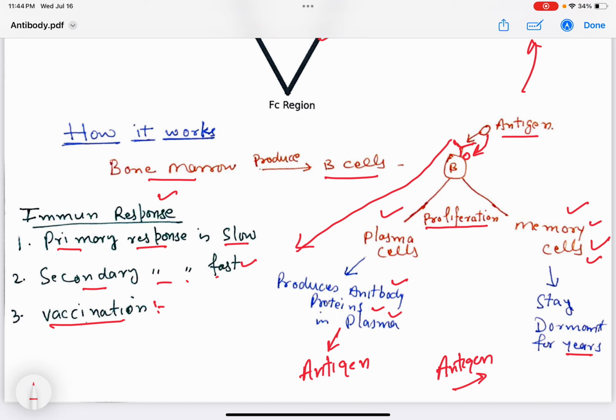When the vaccination occurs, so what happens in vaccination? We introduce an artificial antigen into our system, and that small amount of infection that occurs in our system produces memory cells for the future infection.